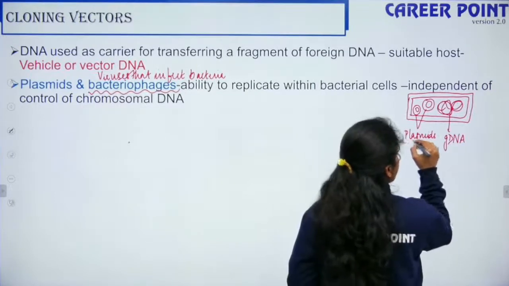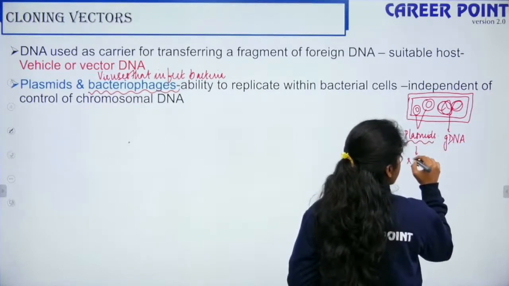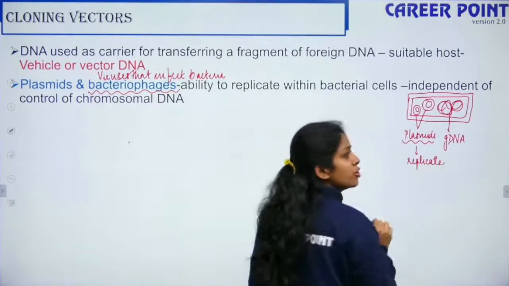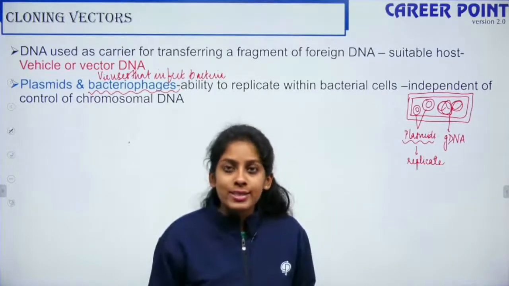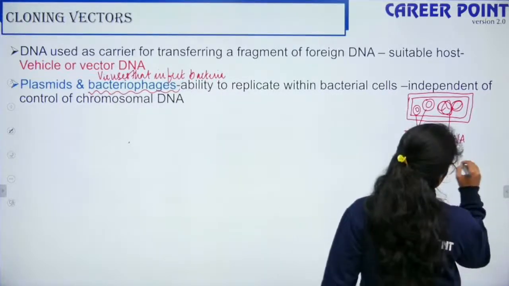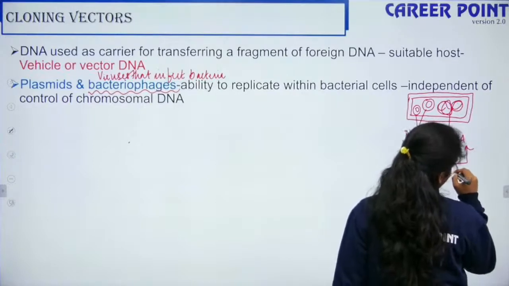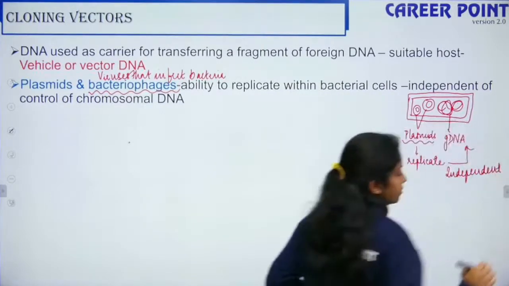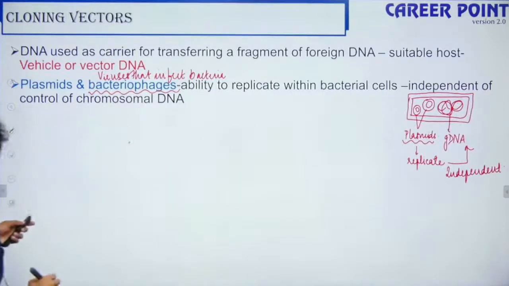So these plasmids replicate because ultimately it is DNA, right? Your DNA has the ability to replicate. That is why it is your genetic material. So your plasmids replicate independent of your genomic DNA. Right? So this is the next point.